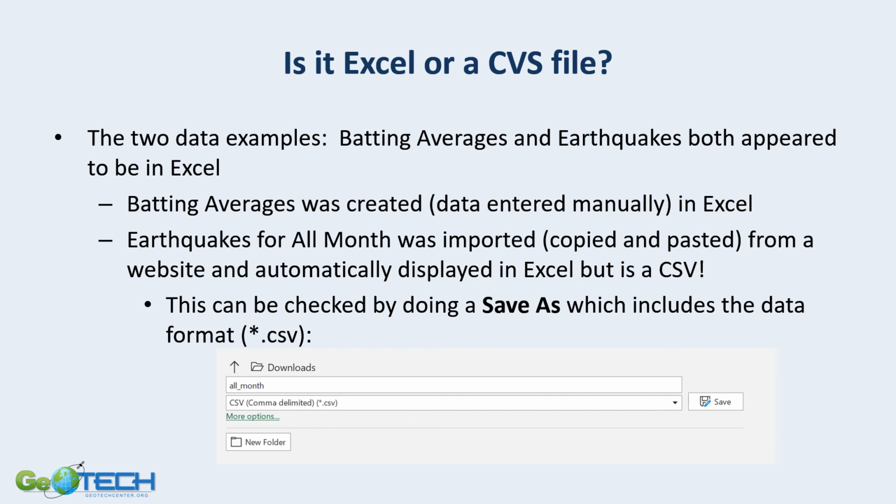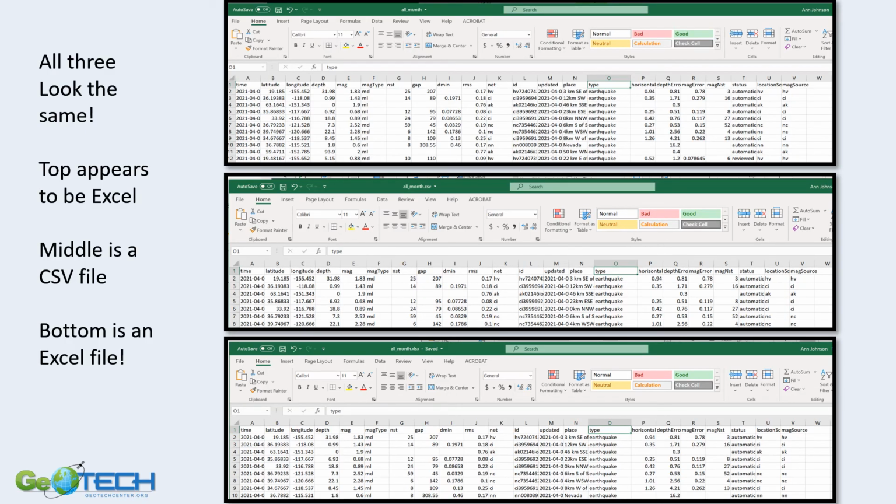You can save it as, or you can actually go in and make sure that you know which one is which. And you can look at these here, they all three look the same. The top appears to be an Excel, the middle is actually a CSV file, and the bottom one is an Excel file, yet they look very, very identical. It's hard to tell the difference. The one way I can tell the difference is, if you notice, on the middle and the lower one there is a 3-letter extension. The top one doesn't have that.